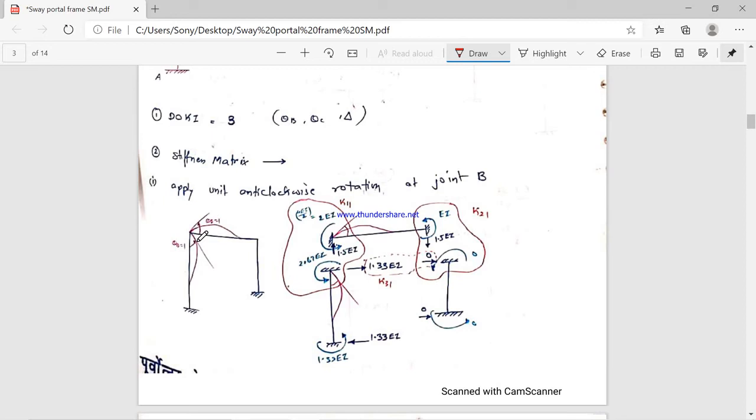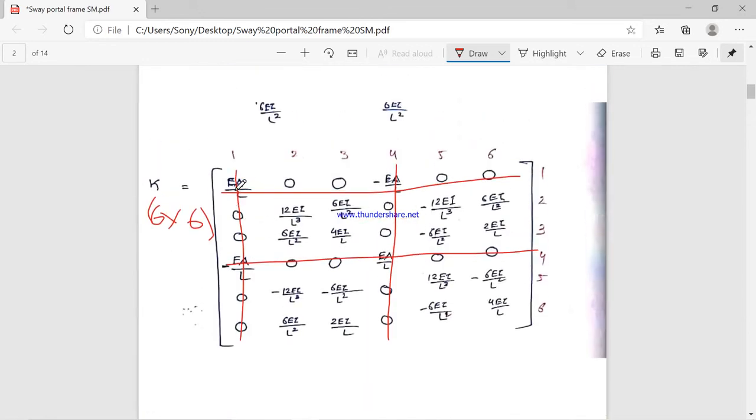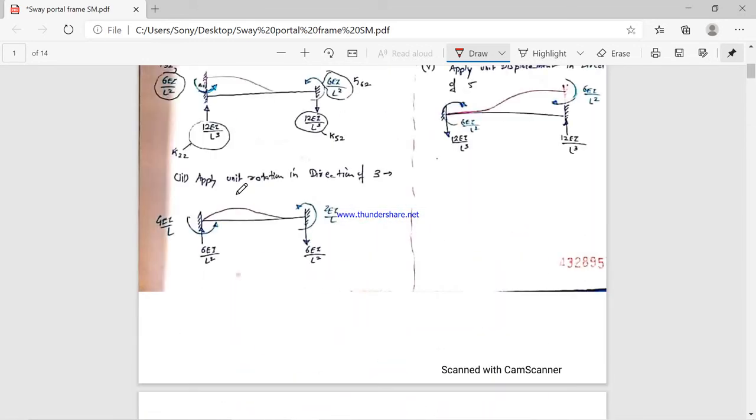When we apply the anti-clockwise rotation at these 2 points, because at joint B the column and beam members are connected, simultaneously we have to apply the anti-clockwise rotation for both column and beam. Because of this rotation, 4EI by L will be formed here and 2EI by L will be formed. Anti-clockwise, we know the formula. If you see the derivation, let us see that.